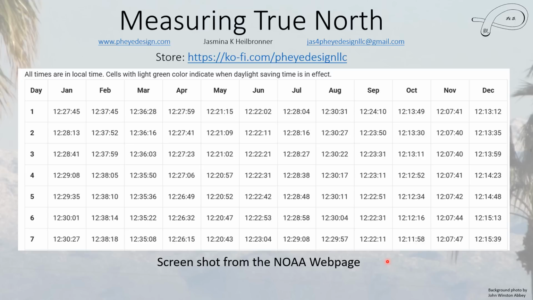And again, this is just another screenshot. So, and you will see this exactly like this. Cells with light green indicate where daylight saving time is in effect. Now, where I live, we don't have daylight savings. So that won't happen for me, but it may well happen for you.